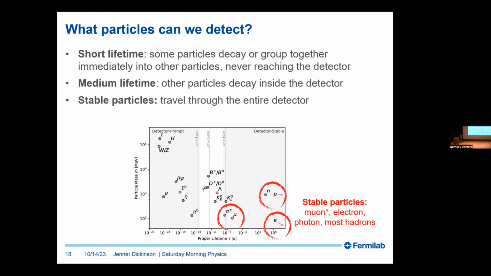And then we can have stable particles. So these are things with lifetimes that are long enough that they move through our whole detector. So here you have the muon, the electron, the proton, and the neutron. Arrows here to indicate that we actually don't know what the lifetime is, but it's definitely longer than this.